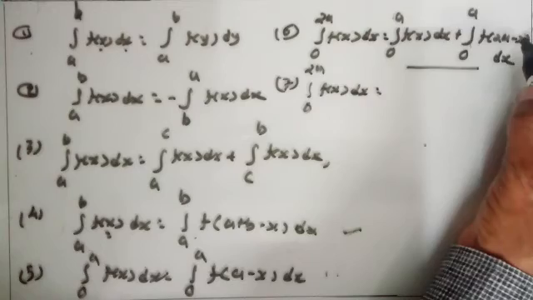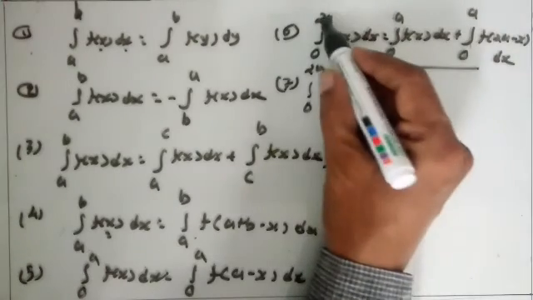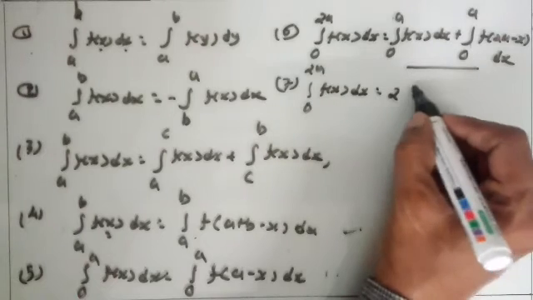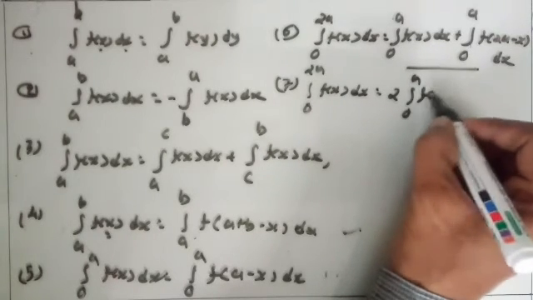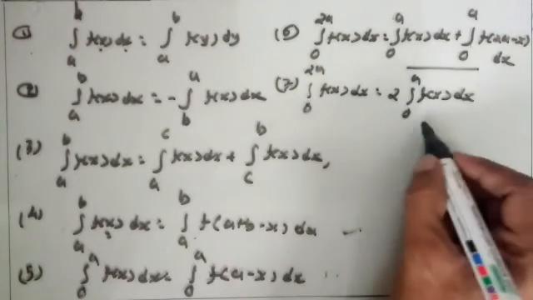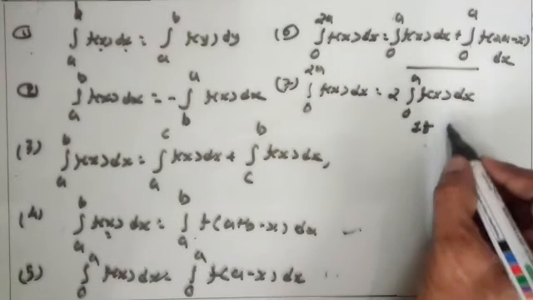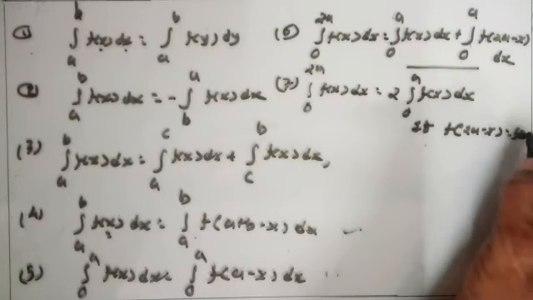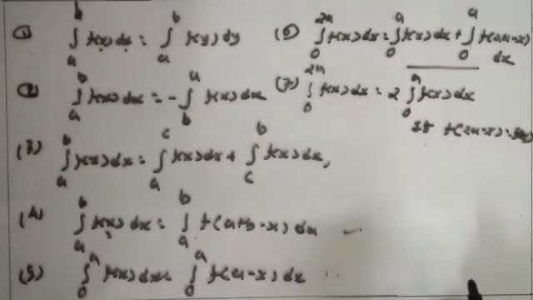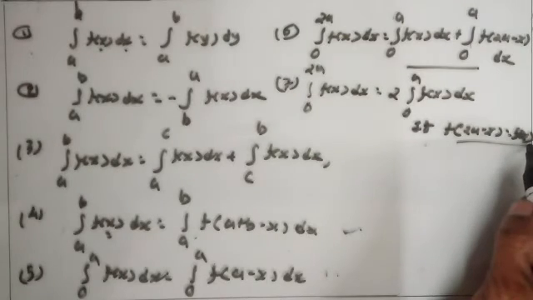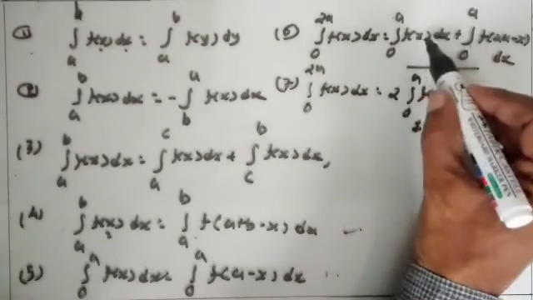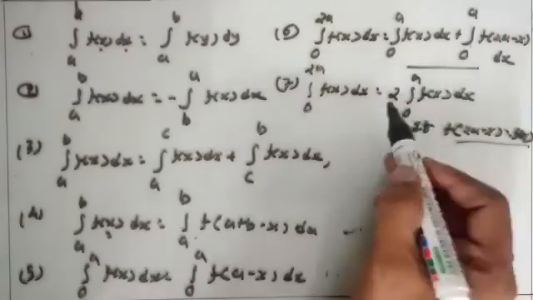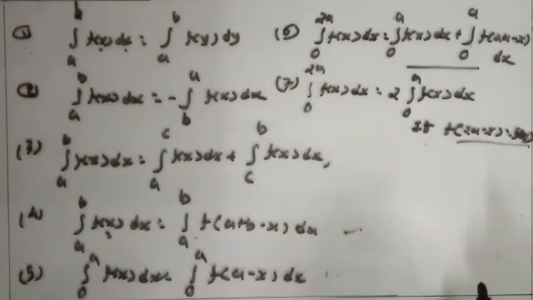And next property, integration 0 to 2a f(x) dx is equal to, remember this here, if f(2a minus x) is equal to f(x), then 0 to 2a f(x) dx becomes 2 times 0 to a f(x) dx. If f(2a minus x) is equal to f(x), then 0 to a f(x) plus 0 to a f(x) becomes 2 times 0 to a f(x) dx. Clear?